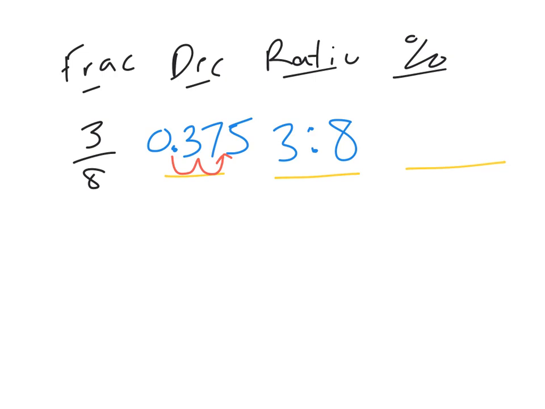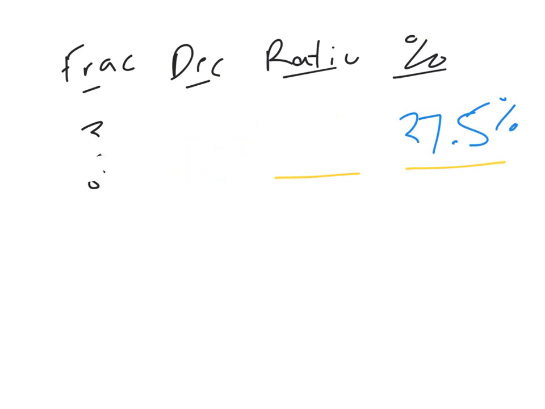So 0.375 as a percentage would be 37.5%. Okay. And then let's see. So let me just erase these. So let's look at another one.